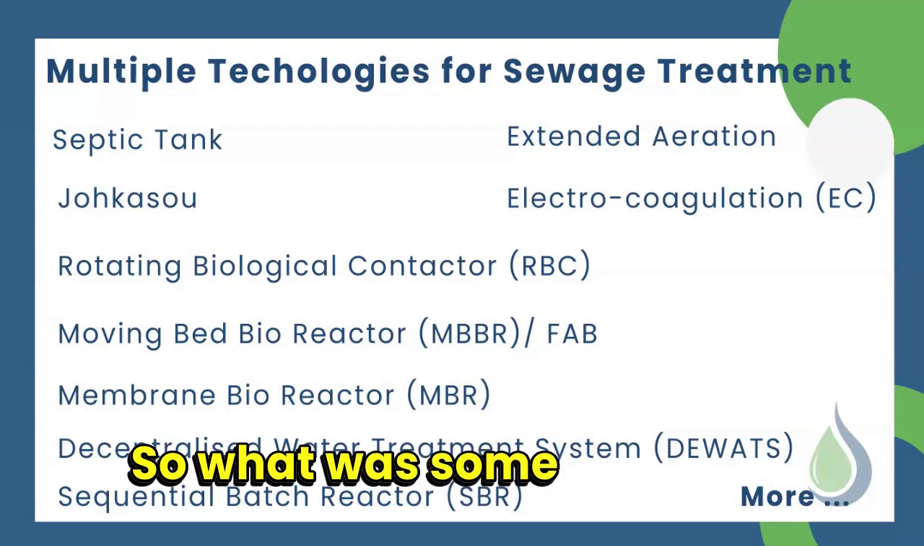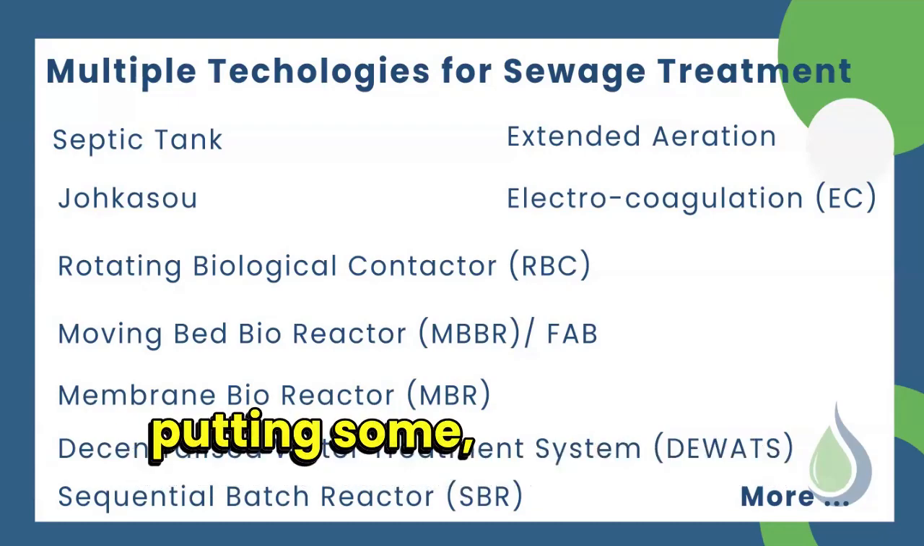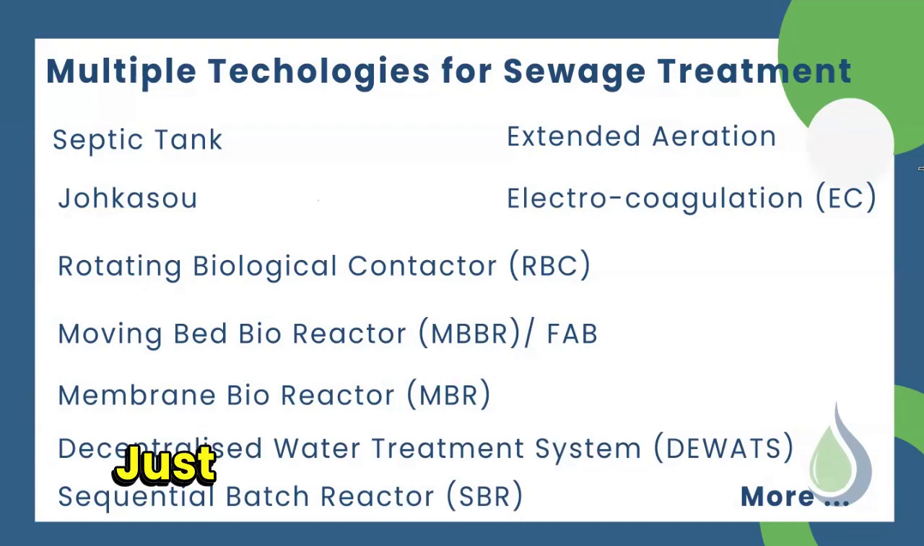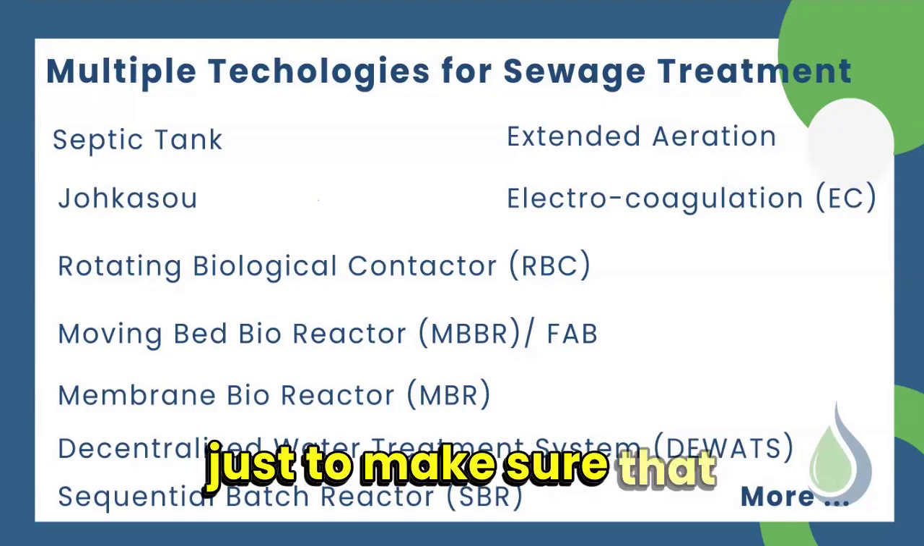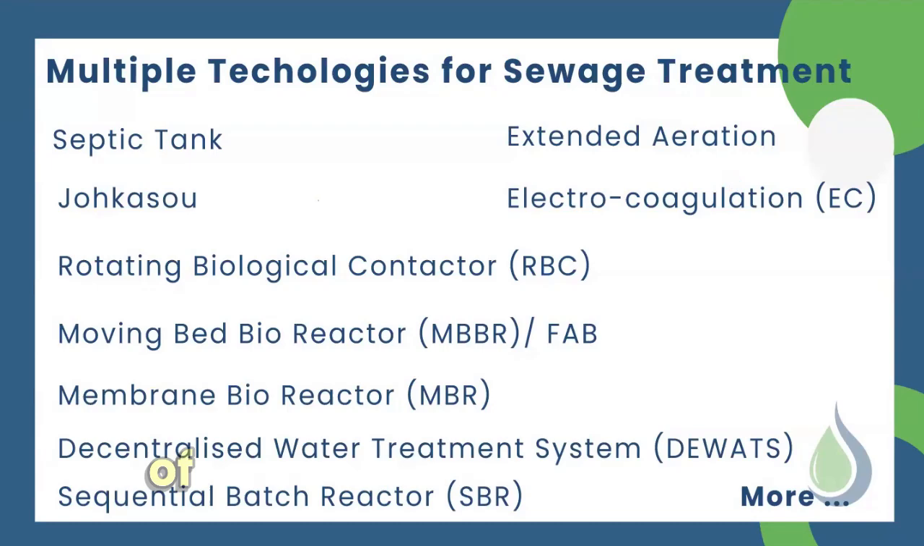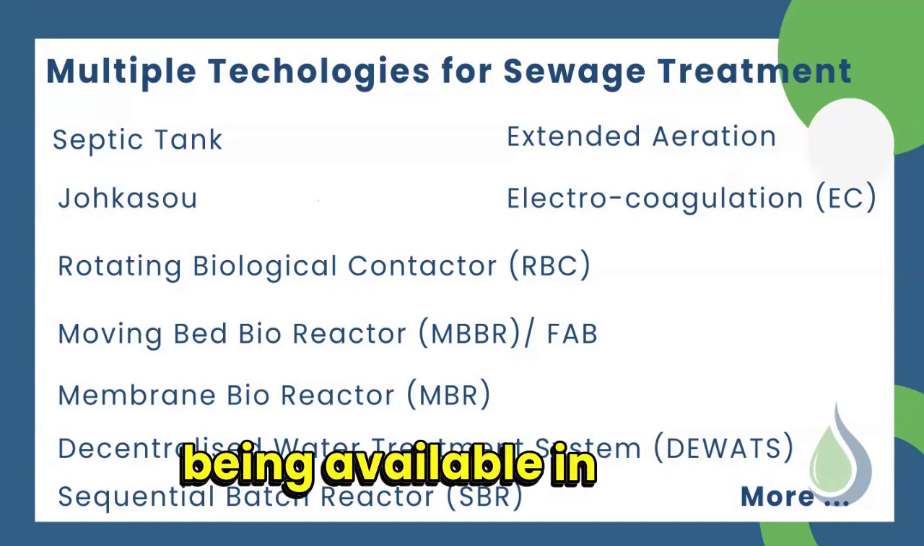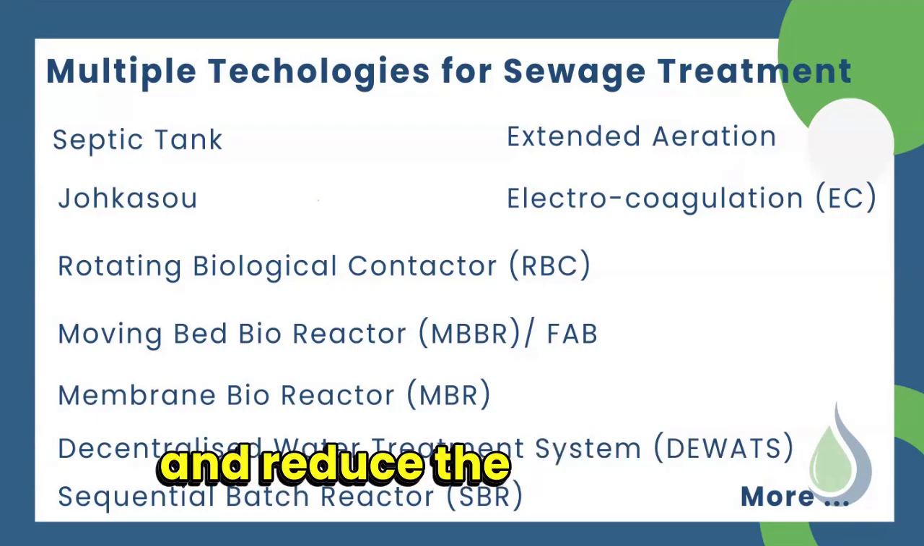So what some scientists did is they started putting some media, like plastic sheets kind of thing. So some plastic sheets, just to make sure that sufficient quantity of surface area is available for bacteria to grow. So this increased bacteria being available in water and reduced the tank sizes, right?